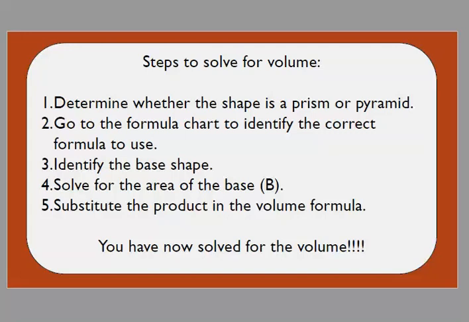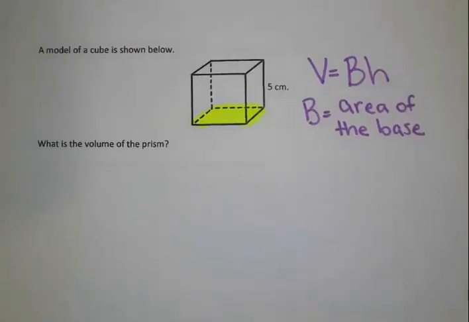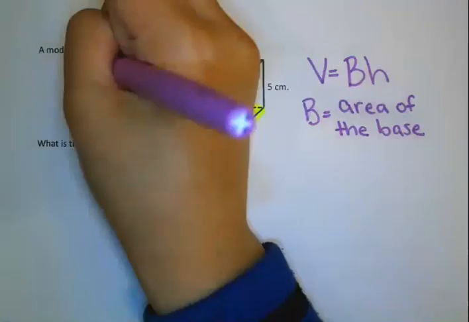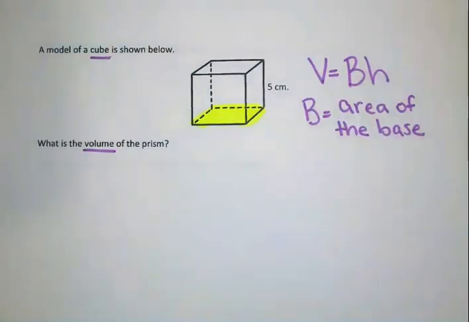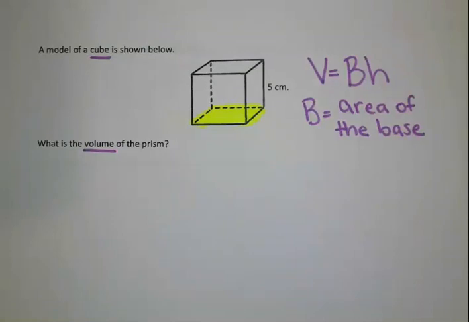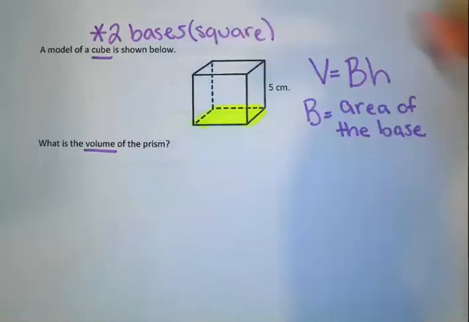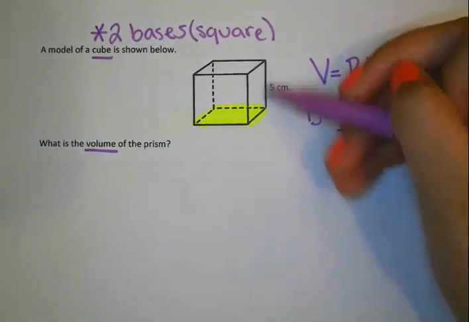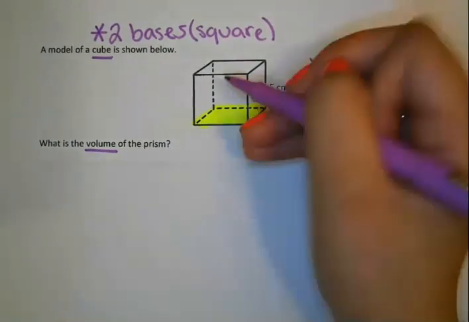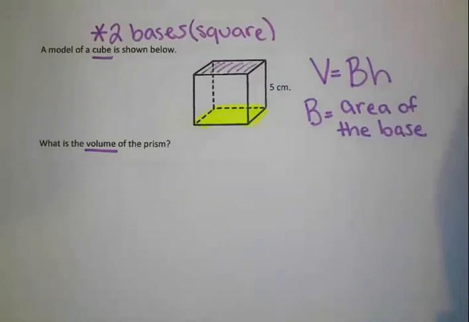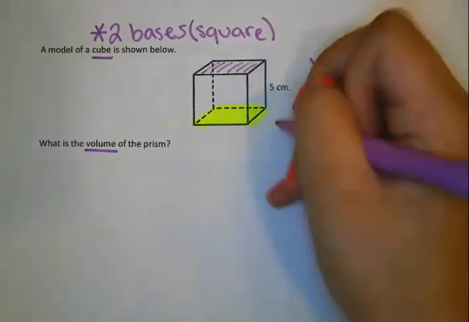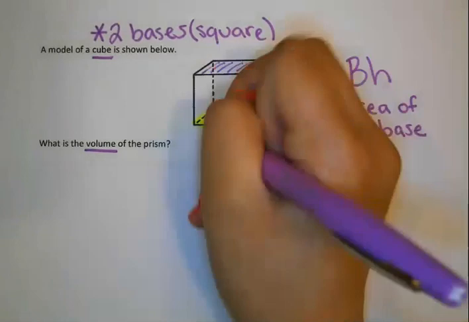So let's go ahead and put this into action by solving our three problems. The first problem is dealing with a cube. It says, a model of a cube is shown below. What is the volume of the prism? First, we have to identify the important terms: volume and cube. Since I know it's a cube, I know that the cube has two bases and the base shape is a square. I'm given that the height of the cube is 5 centimeters, and I know that's the height because the height is always in between two of the bases. Since it's a square, this one is 5, this one is also 5, and so is this one.